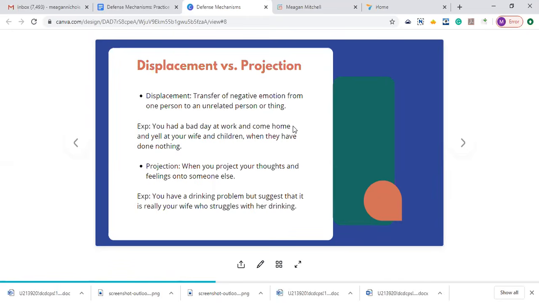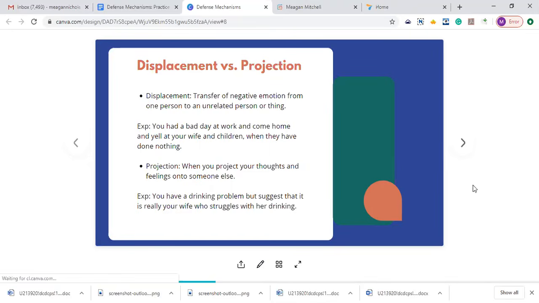So those can be tricky. Remember, displacement is transferring those negative thoughts, those emotions onto an unrelated thing or person, whereas projection is giving your beliefs and putting them onto someone else. So these are ones that I really think are important, that you take some time to dive into and come up with some examples on your own, because they can be tricky to decipher between on the exam.